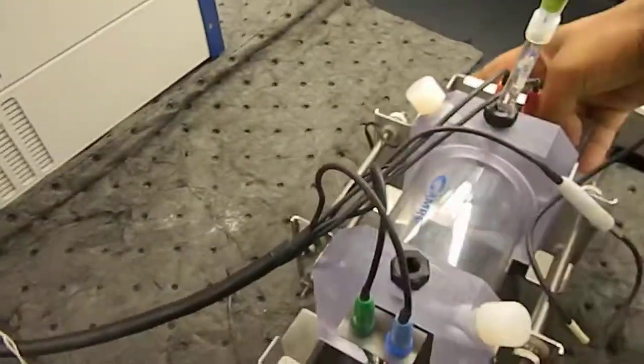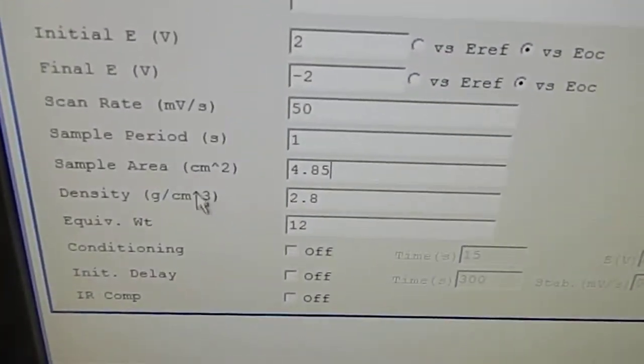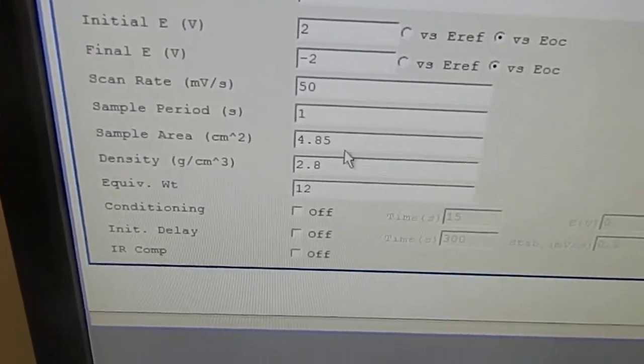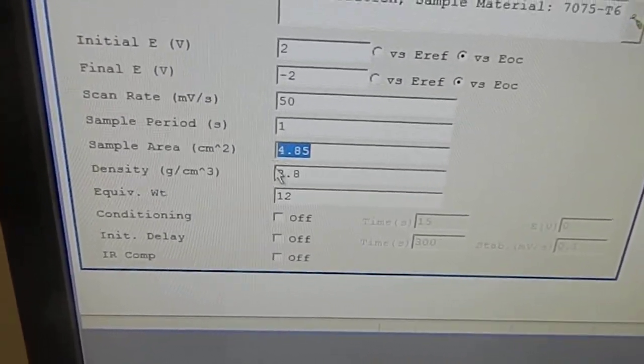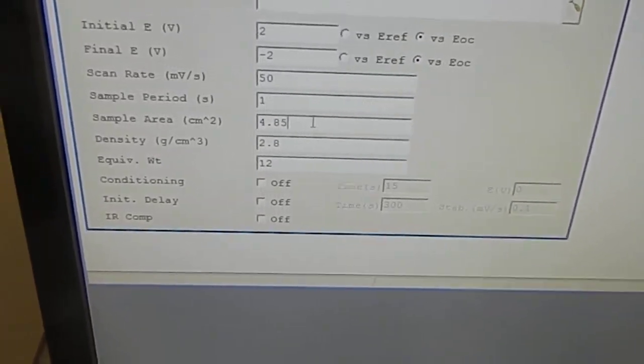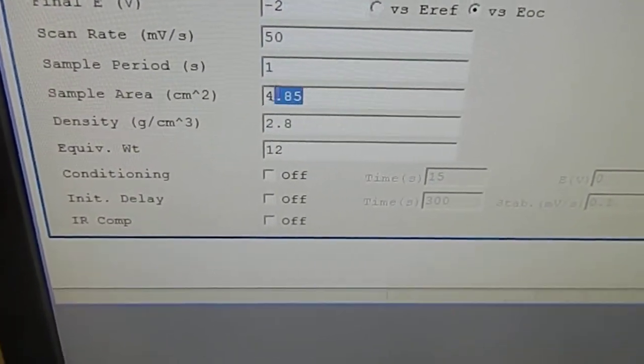I think you guys will be able to see the hole. Here you see the hole. Through this hole the metal gets in touch with the corrosion liquid so that corrosion can happen. So this is the sample area. For this cell it is not 4.85. This cell's sample area will be something different than 4.85. You have to measure it again.